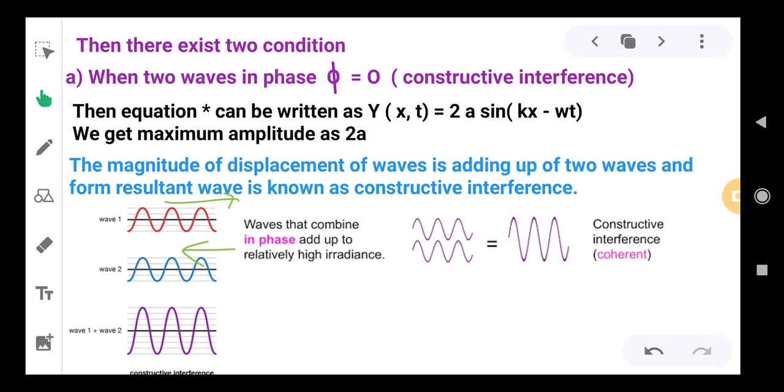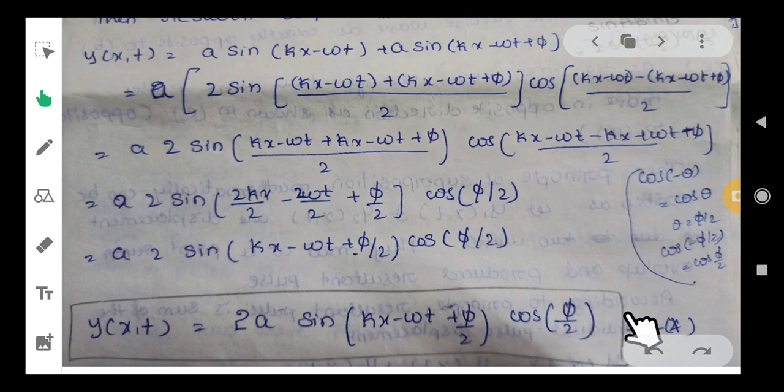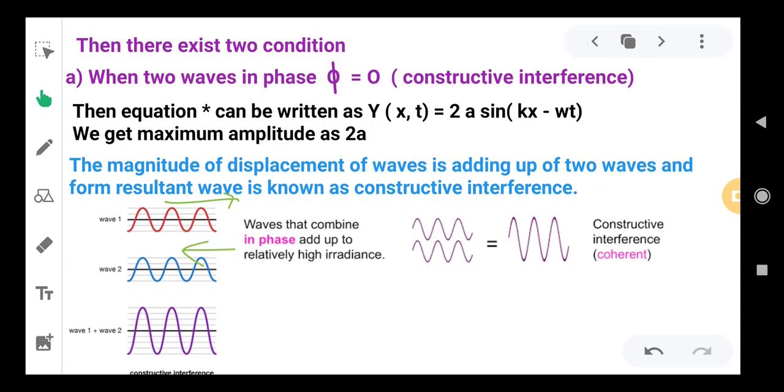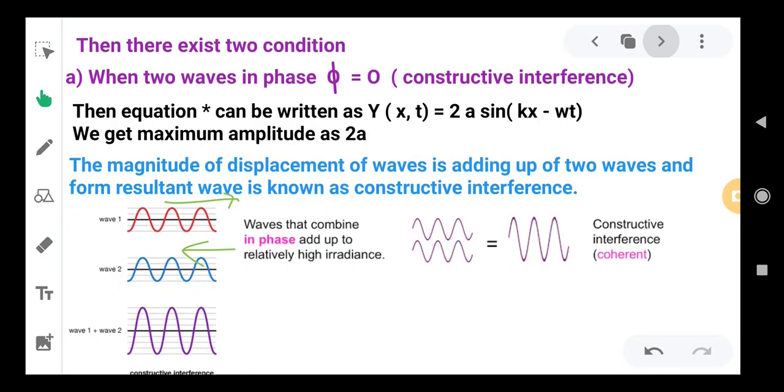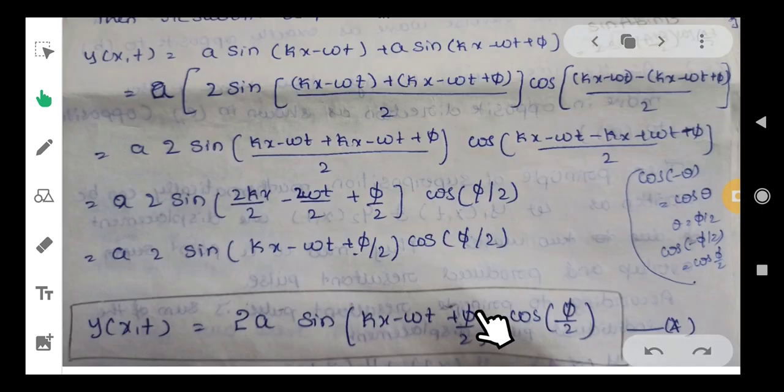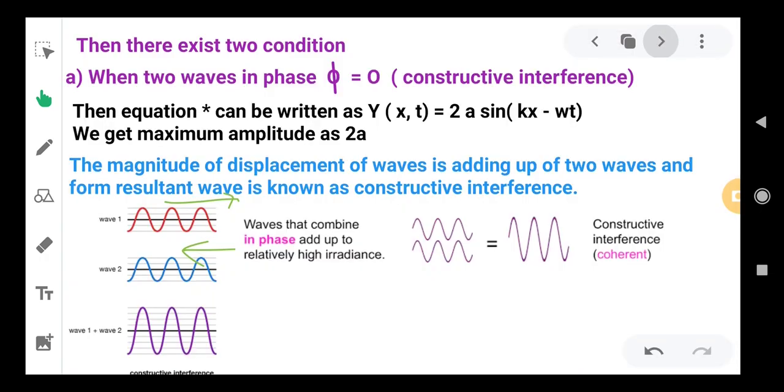If the xi value is 0, then the equation can be written with xi equal to 0. Cos 0 value is 1, sin 0 is 0. Cos 0 value is 1, so the cos term drops out. With xi as 0, kx - omega t as it is, so we just write kx - omega t. Here, what is the meaning of this constructive interference?